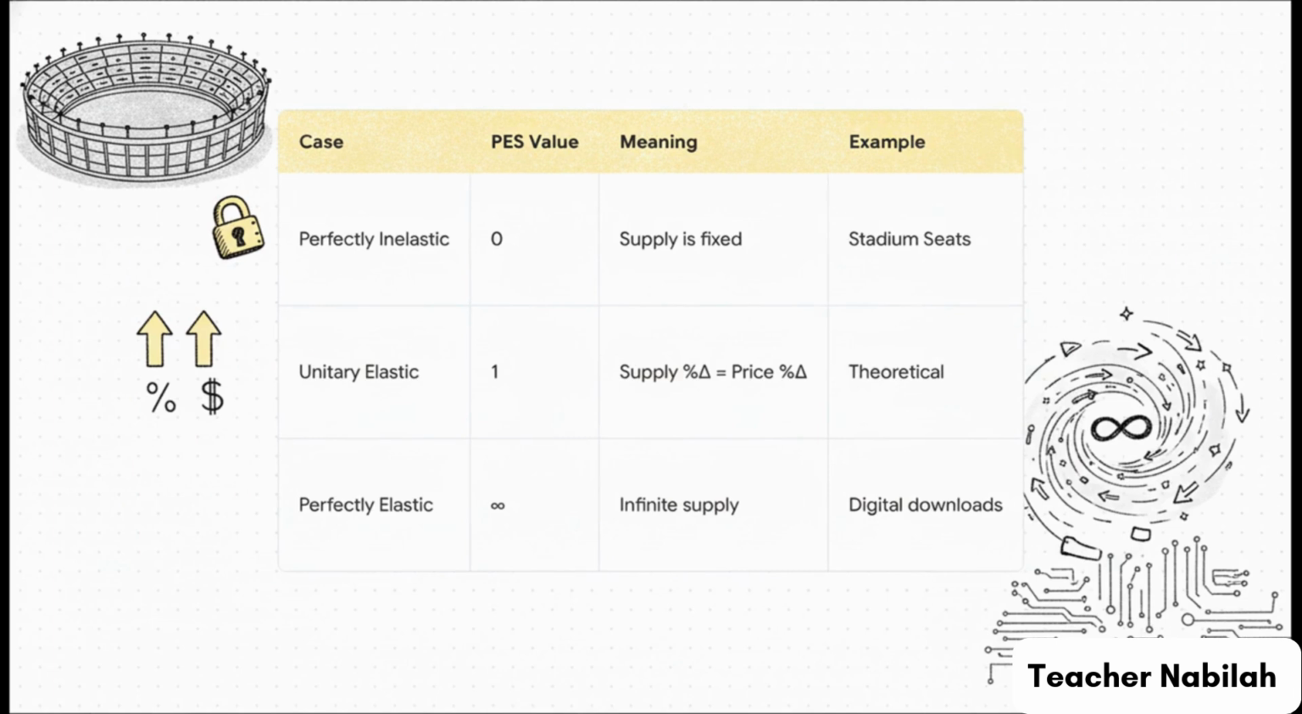Supply is totally fixed. Those stadium seats are a perfect example. If the score is exactly 1, it's this theoretical thing called unitarily elastic. Price and supply change by the exact same amount. And then, at the other end of the spectrum, you have a score of infinity. That's perfectly elastic. The supply is basically limitless at a certain price.